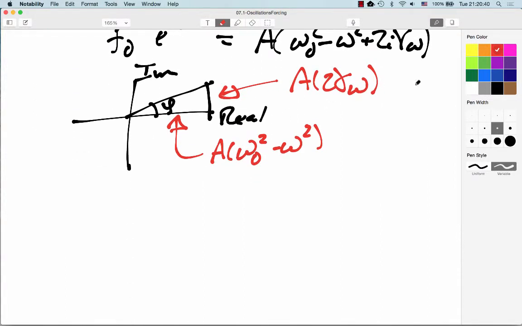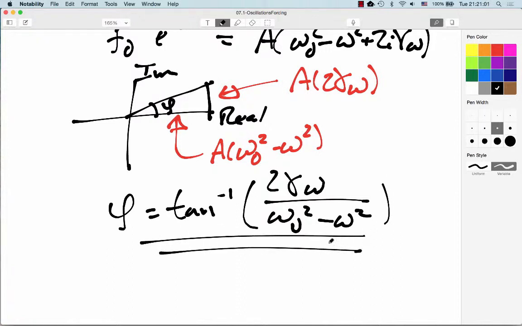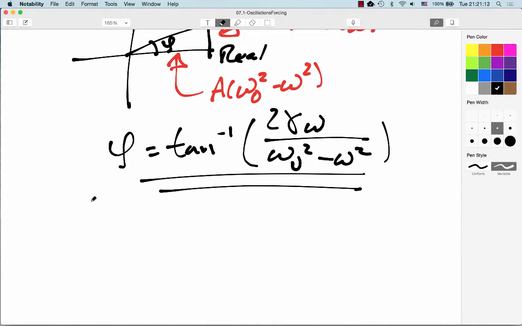So my phase angle phi would have to be the arctangent of that ratio, and of course the A's will cancel. So it'll be the arctangent of 2 gamma omega over omega naught squared minus omega squared. Yay! So after all of that, we've worked out all the pieces.